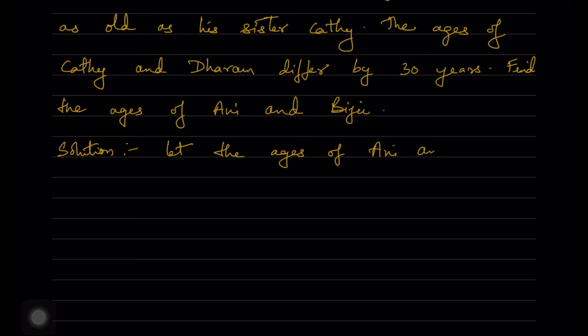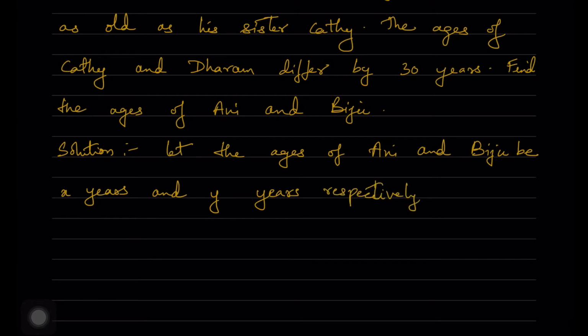So this is an optional exercise. This won't be covered for the CBSE exam, but it is an important exercise for knowing most of the problems. You will understand these problems by using most of the formulas. You can use most of the formulas in these problems. So let the ages of Ani and Biju be X years and Y years respectively.